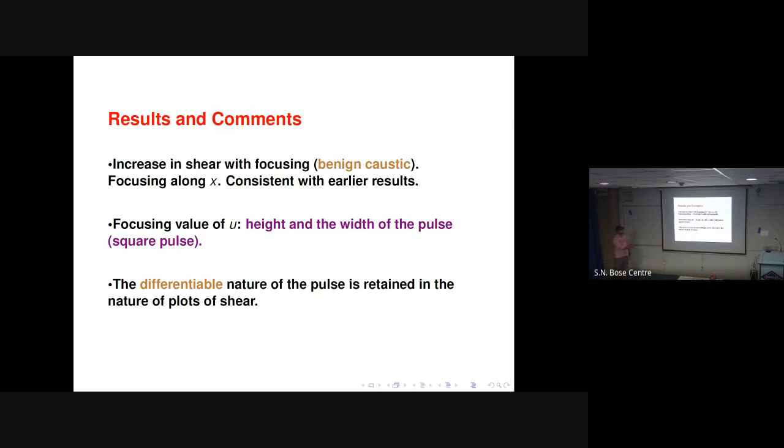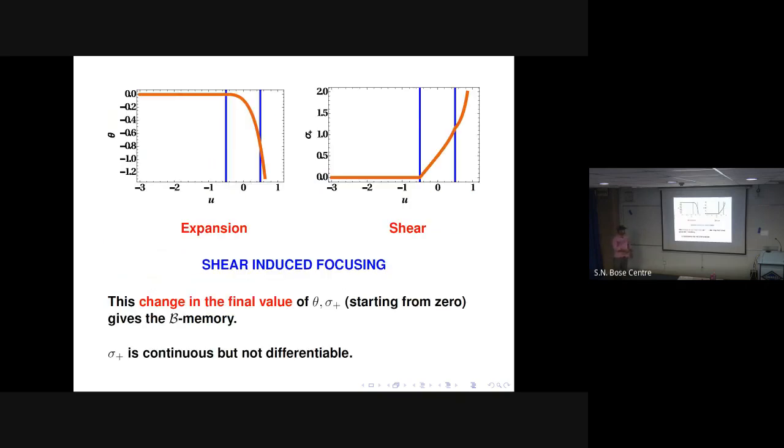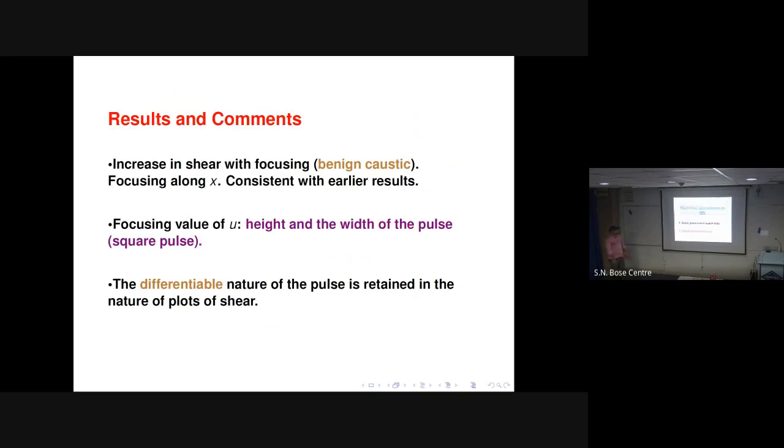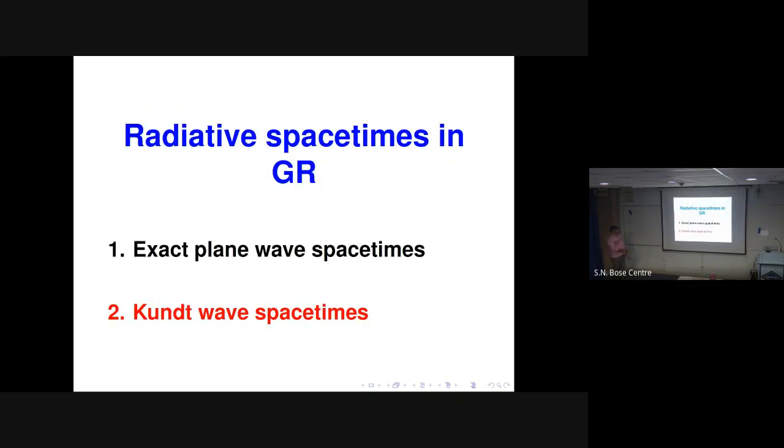time. And the focusing value of u, as I told earlier, depends on the width and the height of the pulse, and the differentiable nature of the pulse is retained in the plots of shear. This is because if you note the plot of shear, you find that it is continuous but not differentiable. This is because of the nature of the pulse. Okay, so this ends the exact wave part. If anyone has any questions, I'll be happy to discuss that. After that, I'll move on to.